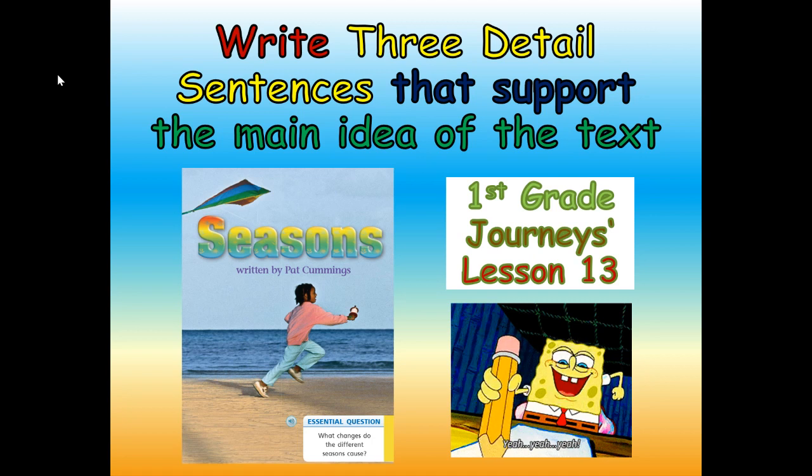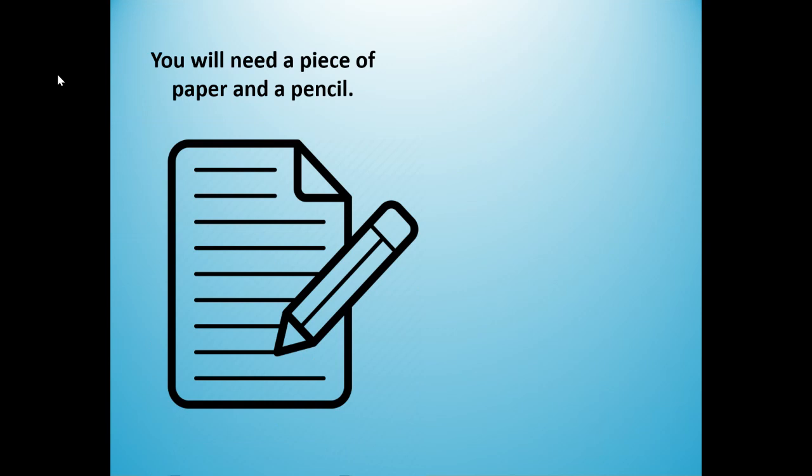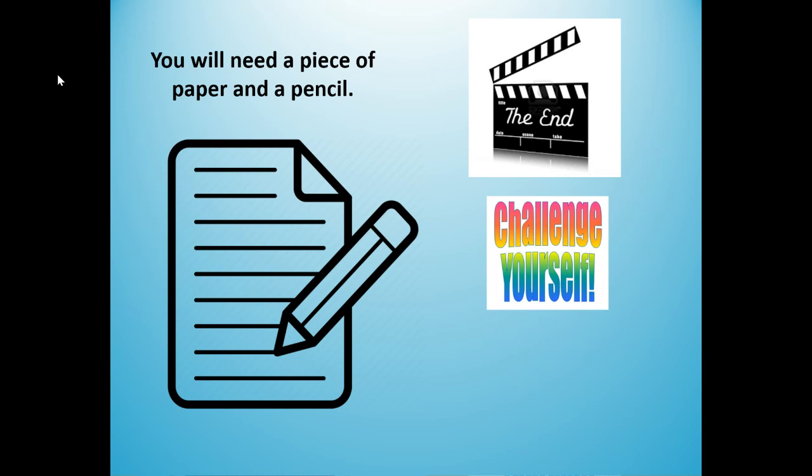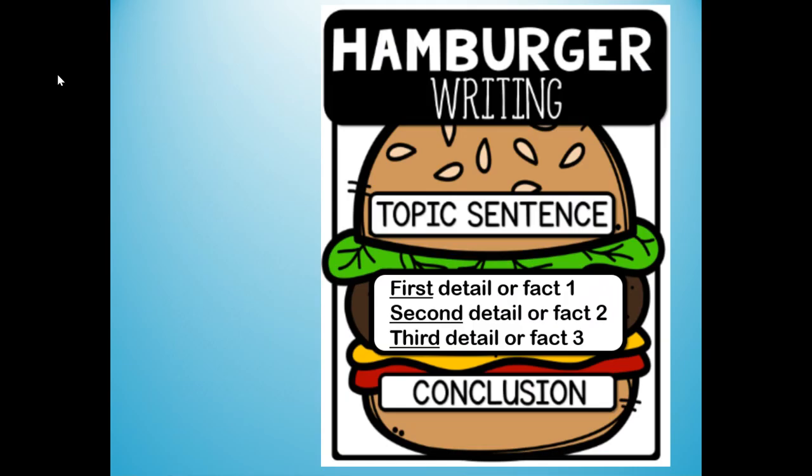Today, you're going to write 3 detailed sentences that support the main idea of the text, Seasons by Pat Cummings. And this is from First Grade Journeys, Lesson 13. So for this lesson, you will need a piece of paper and a pencil because at the end of our review, you're going to challenge yourself and we're going to do some hamburger writing.